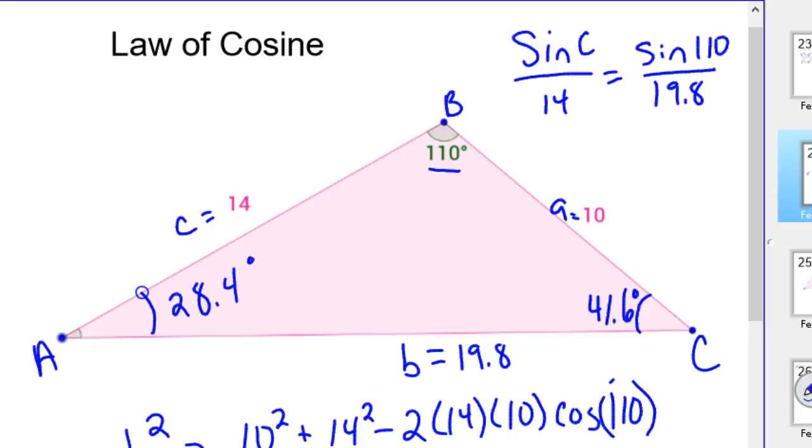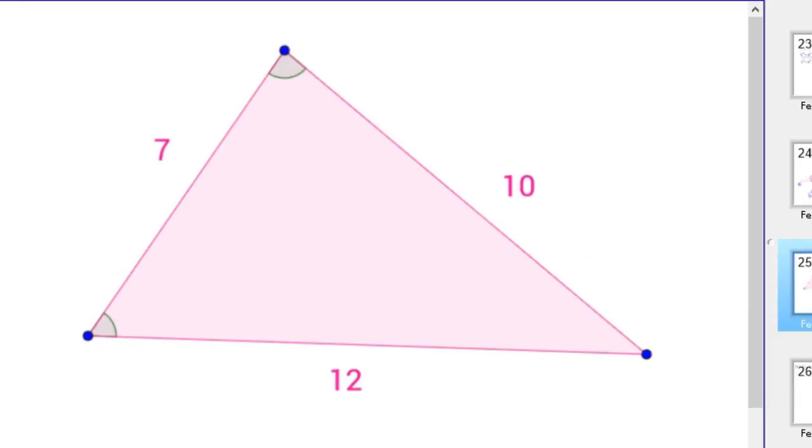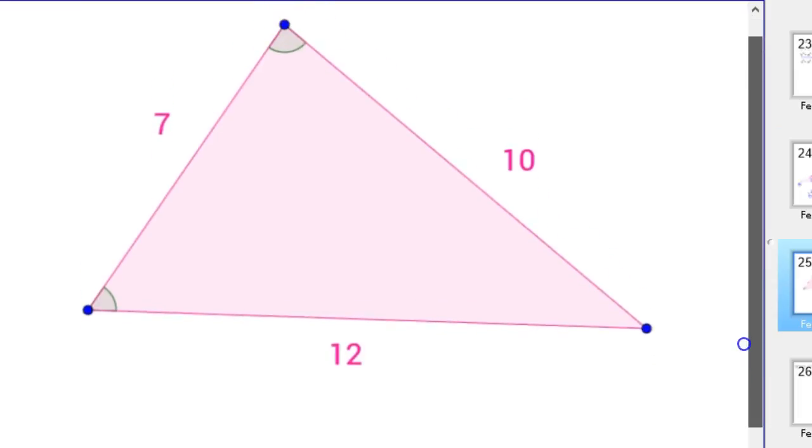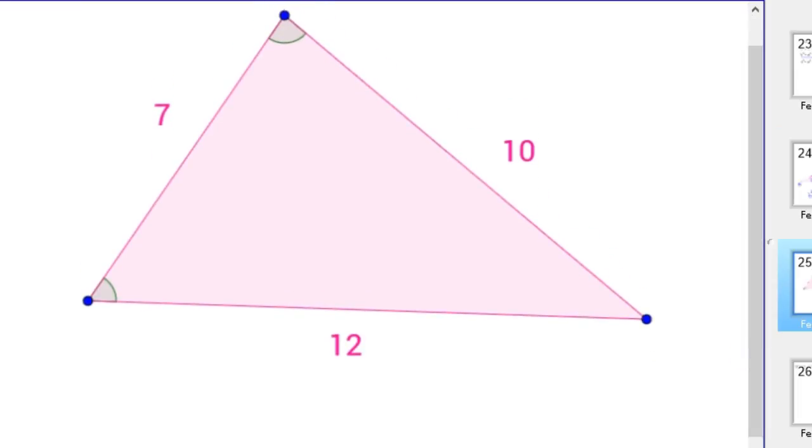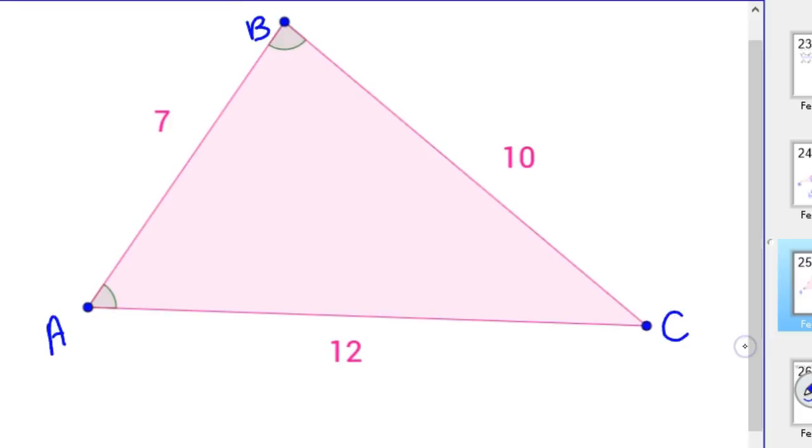And there's that triangle solved out with the law of cosine and the law of sine. So another situation that you'd use with the law of cosine is, let's say you're given a triangle where all the sides are given but no angles are given. This is kind of the harder one, so I'm going to go ahead and label this A, that's B, and that's C.